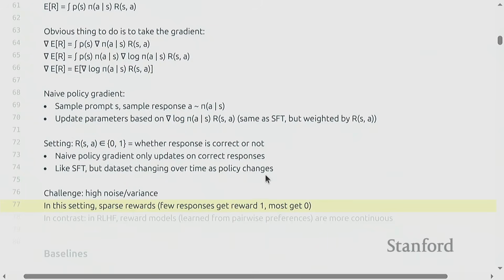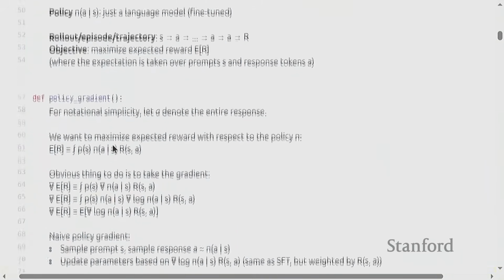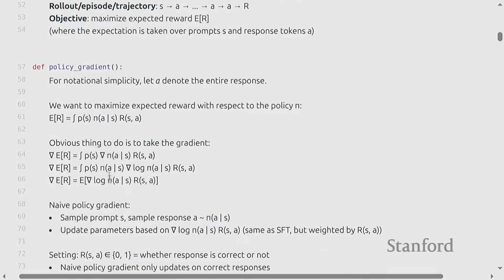So the question is, why is the data set changing over time? If you think about this as your objective function, you're going to optimize, so you iterate. Each iteration, you compute the gradient and then update the parameters. Computing the gradient involves sampling a response and then updating. Okay, so now your parameters are different.